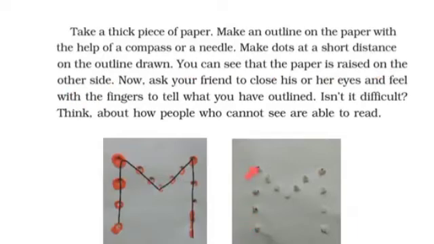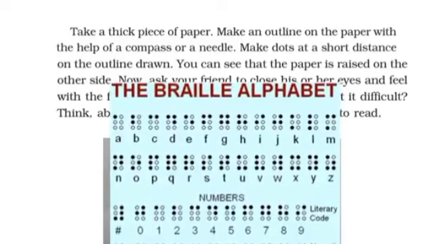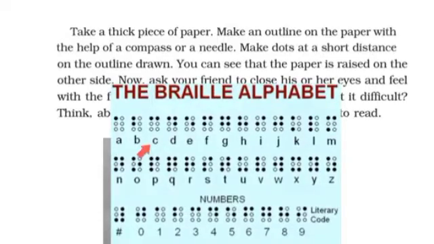Now ask your friends to close their eyes and feel with their fingers to tell what you have outlined. Isn't it difficult? Think about how people who cannot see are able to read. See, is it difficult, children? Yes, it may be difficult. Therefore, we have a simplified method, that is why different patterns were found with dots to represent each letter.